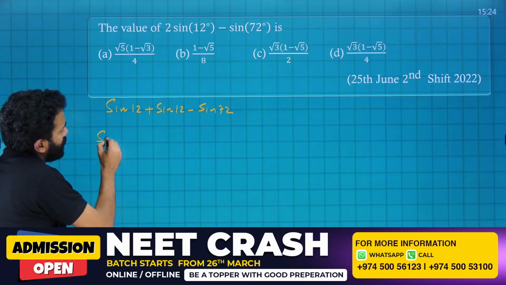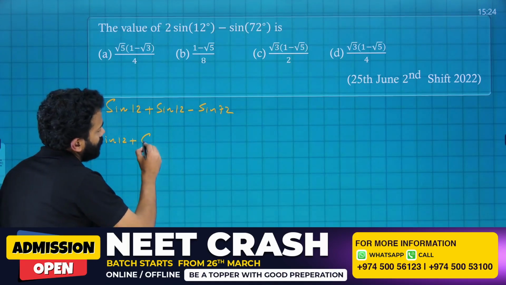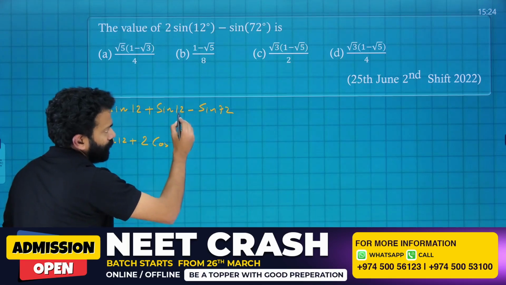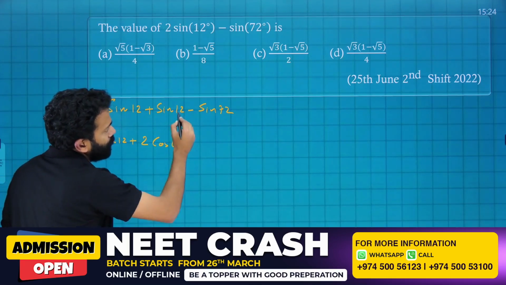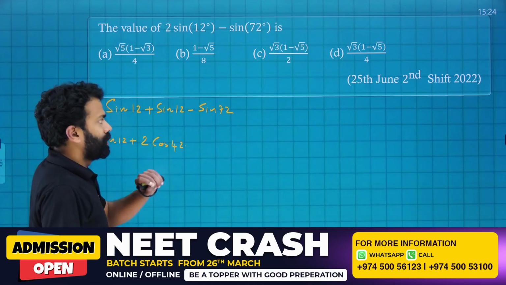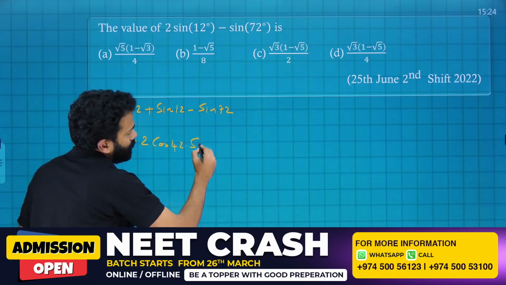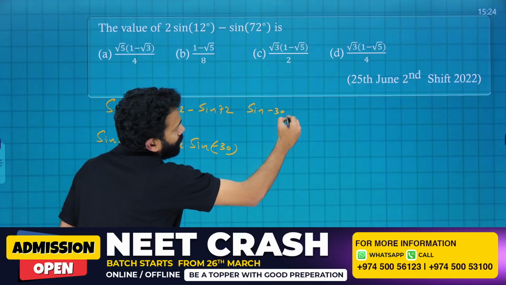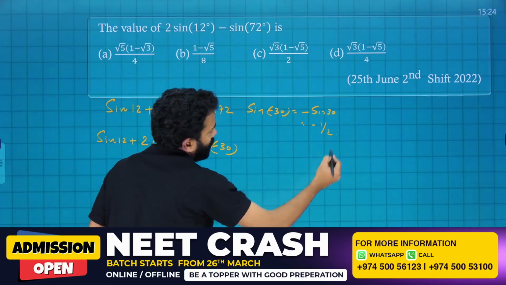Okay. So sine 12 plus, what is sine x minus sine y? That is 2 cos of x plus y by 2, that is 12 plus 72 by 2, that is 84 by 2, that is 42, into sine of x minus y by 2, that is 12 minus 72, that is minus 60, minus 60 by 2 is what? Minus 30, into sine minus 30. So what is the value of sine minus 30? Sine minus 30 is equal to minus sine 30, that is minus 1 by 2.